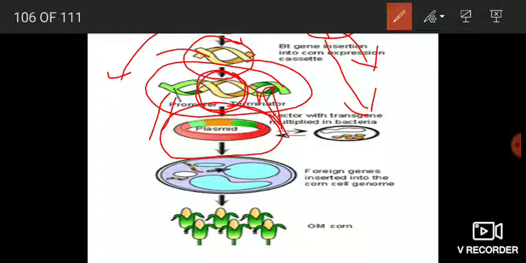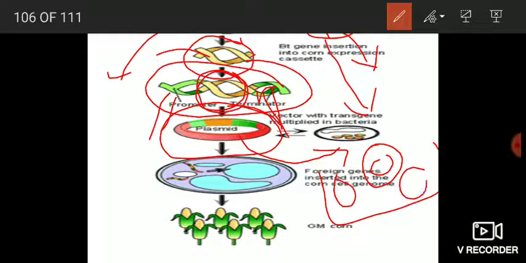What is a plasmid? It is an extra chromosomal heredity determinant which is present in bacteria. Now this plasmid will be introduced into the bacterial cells, and you have a bacterial cell with a recombinant plasmid. This bacterial cell will be placed in the culture medium and it will divide and produce a large number of bacterial cells, and all those cells will have this recombinant plasmid inside their bodies. So you are multiplying the gene of interest.